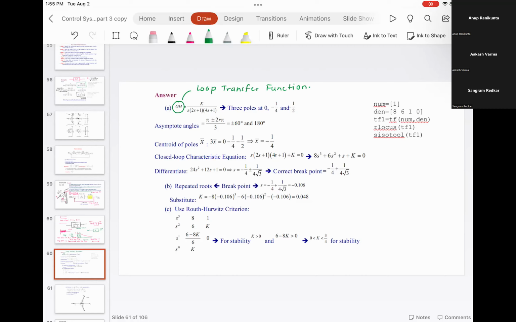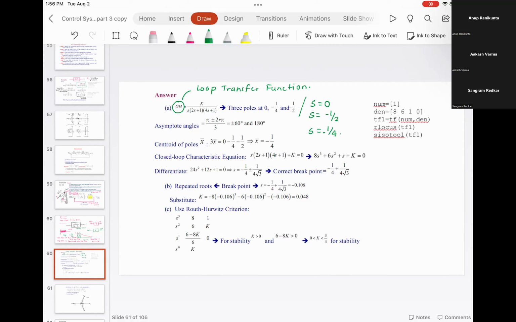As you can see, the characteristic equation is nothing but S multiplied by (2S plus 1) multiplied by (4S plus 1). If we equate this to zero, then my poles are going to be S equal to zero, S equal to minus 1/2, and S equal to minus 1/4. You can go through the analysis that we worked out to find the asymptote angles, closed loop equation, repeated roots, and so on. But what I'm going to do is use the MATLAB route.